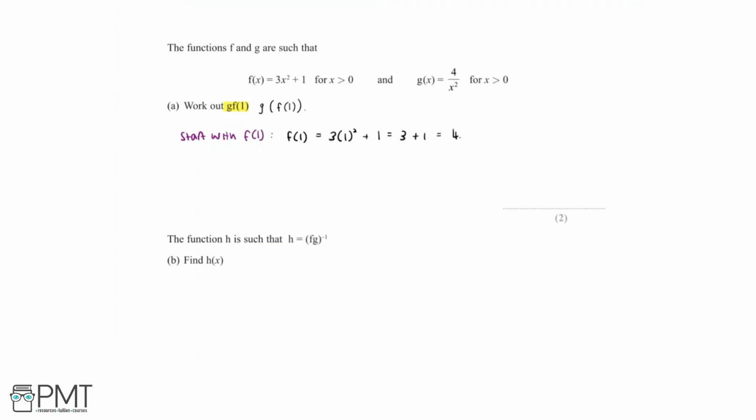But now we were asked to find g of f of 1. Since we already know that f of 1 is equal to 4, we're just finding g(4). And so we'll apply the same principle again. Now we know that g of x is equal to 4 over x squared. Since we're finding g(4), we're going to replace every x with a 4. And so if g of x is equal to 4 over x squared, g of 4 would be equal to 4 over 4 squared. 4 squared is equal to 16, so this is equal to 4 over 16. And simplifying this fraction, we can say that g of 4 is equal to 1 over 4. And so we've successfully found that gf(1) is equal to 1 over 4.